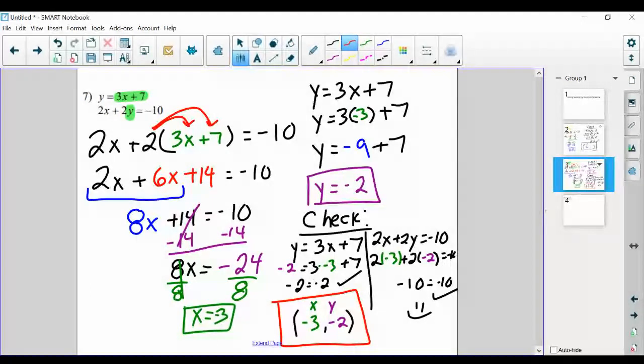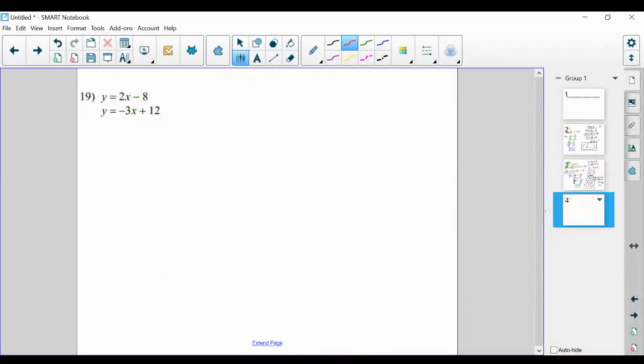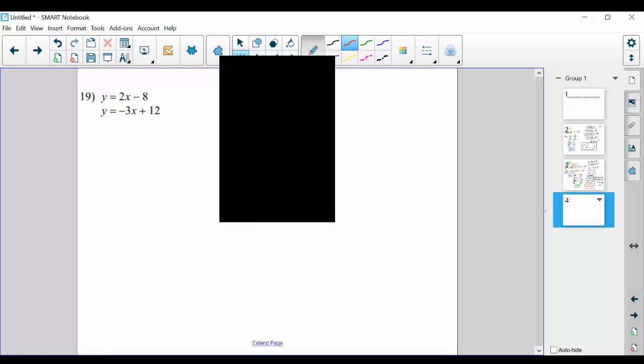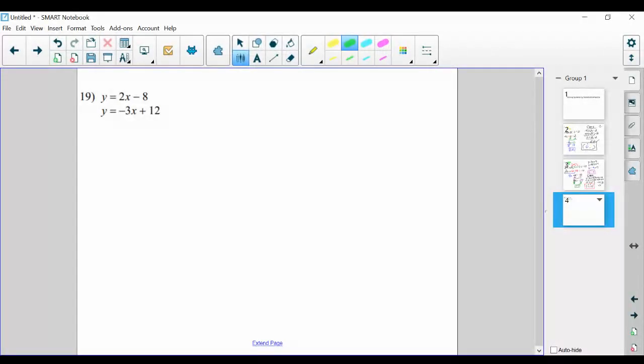All right, we got one more example to go through. Here we go. Let's talk about problem number 19. Problem number 19 is a little bit different, but I really like this setup. It's going to be a setup that when you see it, you'll be like, yes, because in that top equation, y is equal to 2x minus 8. So just like our previous example, we know what y is equal to. We know it's equal to 2x minus 8. So what we can do is replace or substitute the variable y for 2x minus 8 in the other equation.